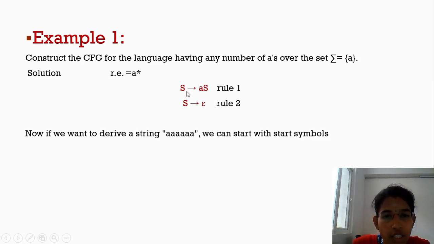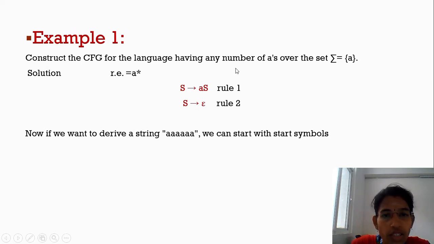The first, S, is the starting symbol. It tends to small letter a, that means a terminal, and one more non-terminal, that means a variable. So the production rule is S tends to aS. A non-terminal tends to a combination of terminals and non-terminals. This is rule number 1. Rule number 2: the starting symbol S may be empty, that is epsilon.